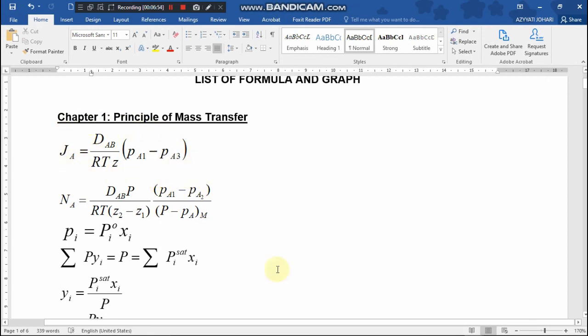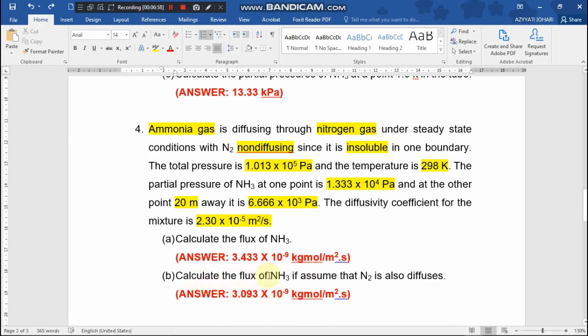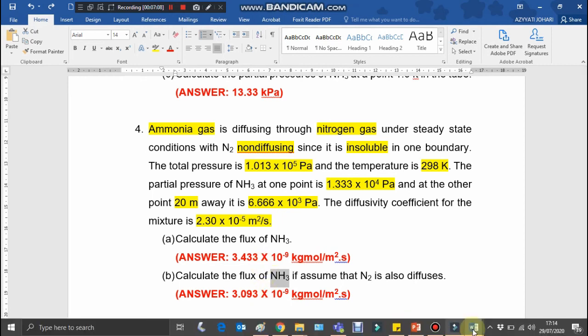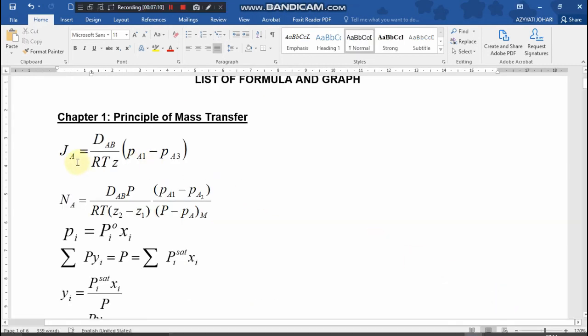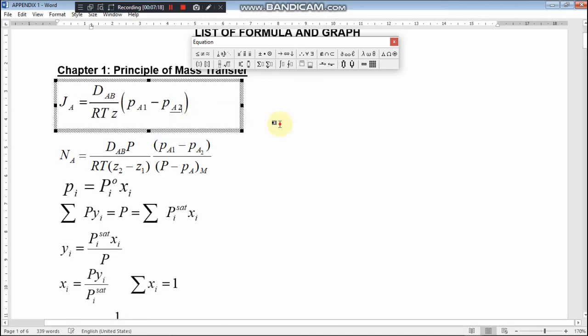Okay, but for question B, calculate the flux for NH3. This will be denoted as J, because for equimolar counter diffusion we denote the flux as J. So that's why you need to apply the first equation. JA is equal to DAB over RTZ, PA1 minus PA2. Okay, so this will be PA2.